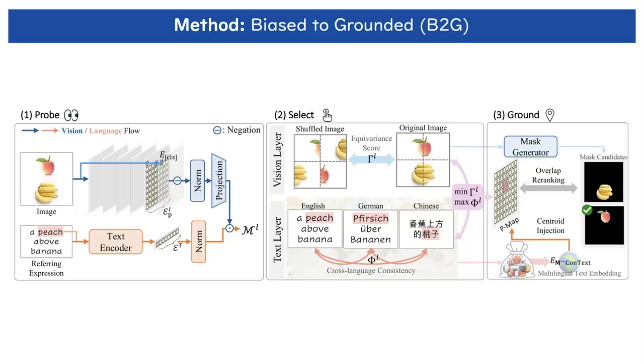5. In the grounding stage, the selected vision layer builds our PMAP, which we cluster into a spatial guidance mask and use to re-rank candidate masks by overlap. For multilingual queries, we compute a centroid across translations and inject it into the text embedding. No gradients are updated and no attentions are recomputed.